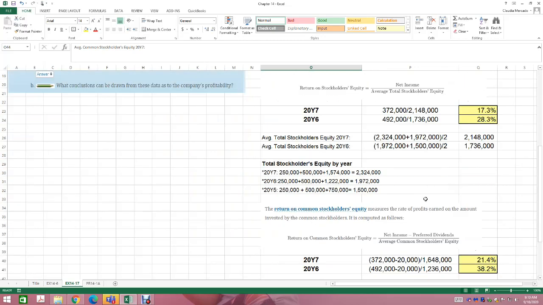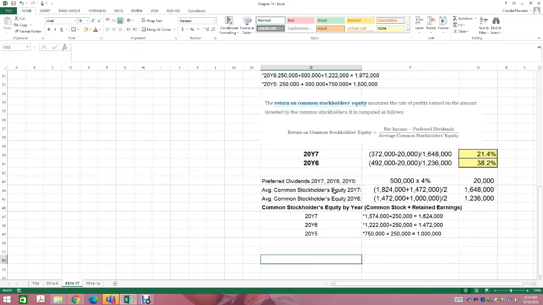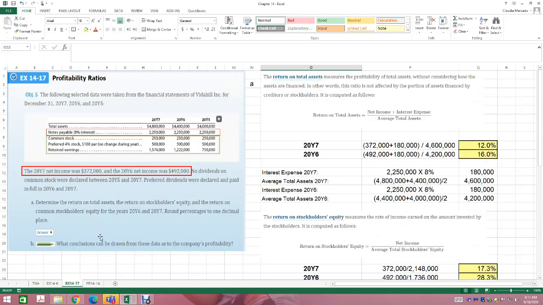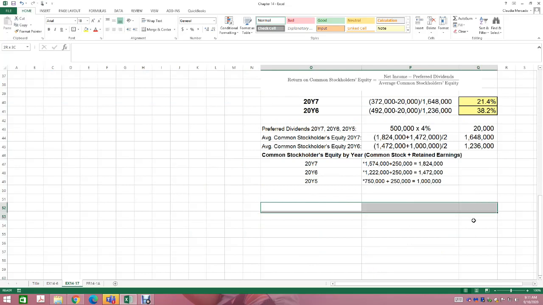Now that I did that, I can calculate my average common stockholders equity. For that, I need to know my common stockholders equity first. So I did my common stockholders equity by year, and I've got my calculations here. That way when I do my formula, I can calculate my average up here using these numbers. So those are the 3 ratios that we are being asked to calculate. And then they're asking on letter B, what conclusions can be drawn from these data as to the company's profitability? Let me put a little box here.